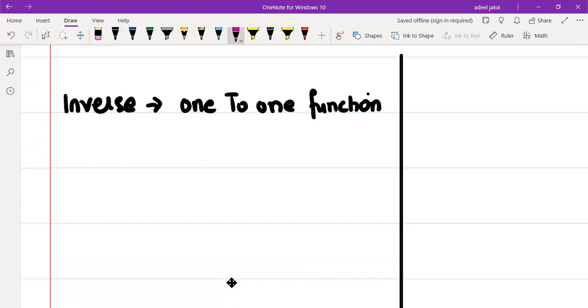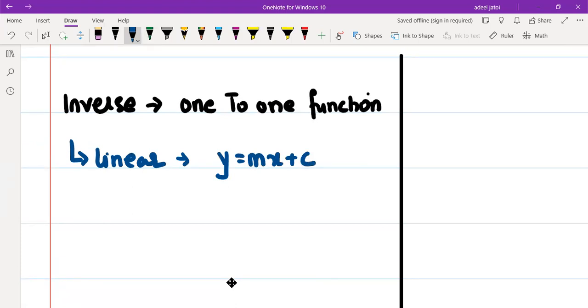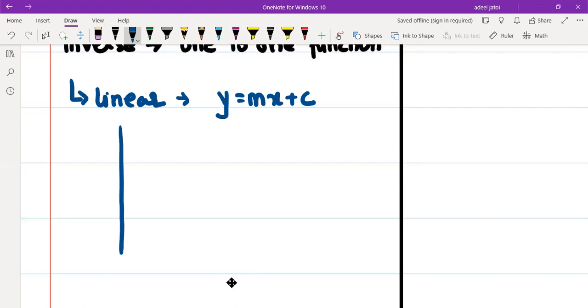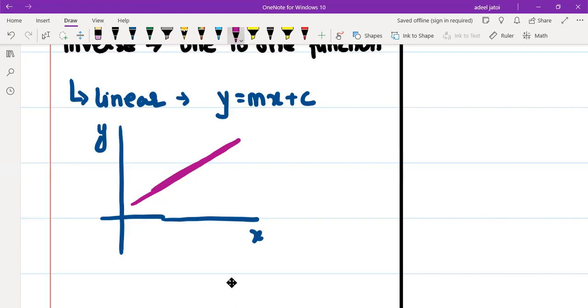Now, normally, your inverse is possible with linear functions, because linear functions have what? A straight line graph involved. With a straight line graph, you have the x-axis and the y-axis, and you have a straight line because it is linear. On this linear, for one value of x, you will have one value of y, or for one value of y, one value of x. So this is a 1-to-1 function.